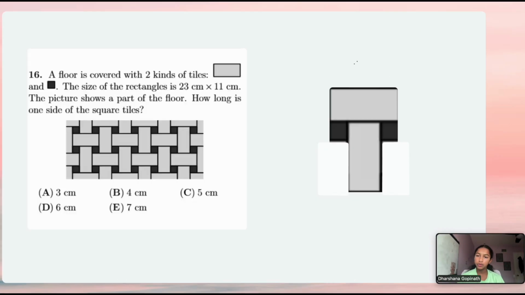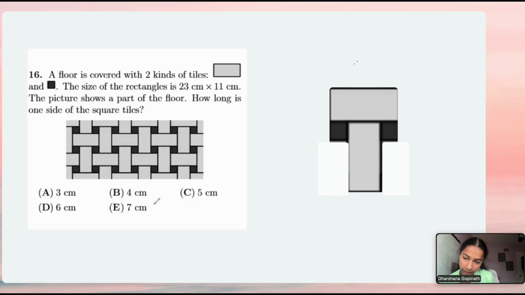16. A floor is covered with 2 types of tiles, a rectangle and a square. The size of the rectangles is 23 centimeters by 11 centimeters. The picture shows a part of the floor. How long is one side of the square tiles?